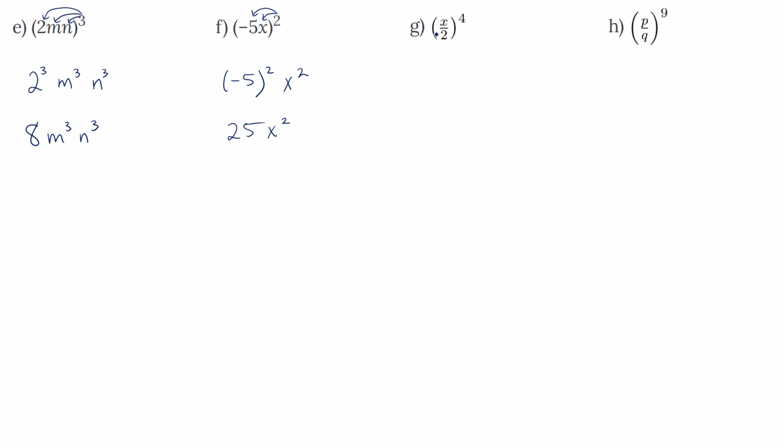G is a bit different than the previous questions because instead of being multiplied, the components inside the brackets are being divided. But a very similar thing happens in this question in that we have to apply that 4 to everything inside the brackets. So x to the power of 4, then 2 to the power of 4. And I will just rewrite this as 2 to the power of 4 is 16. So this here, instead of being called the power of product law, this is the power of quotient law.